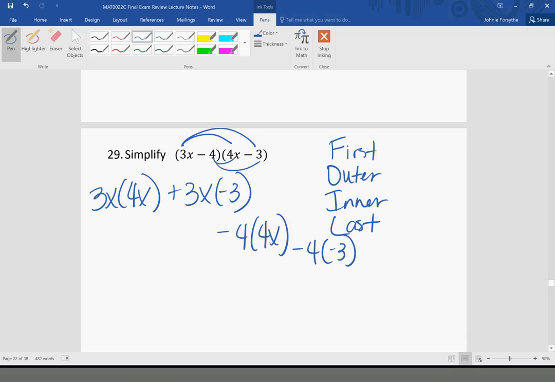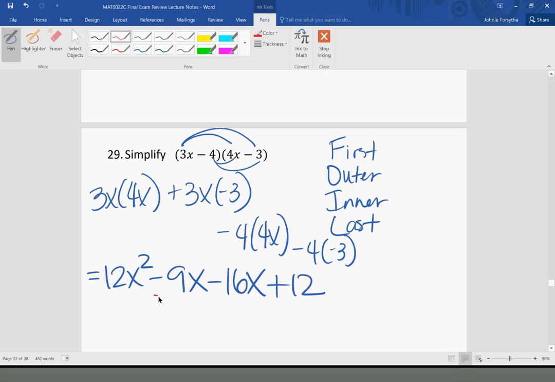We're out of room. Okay, so 3x times 4x is 12x squared. 3x times -3 is -9x. -4 times 4x is -16x. And then -4 times -3 is positive 12.